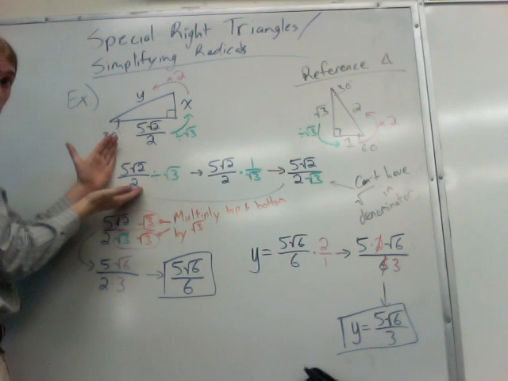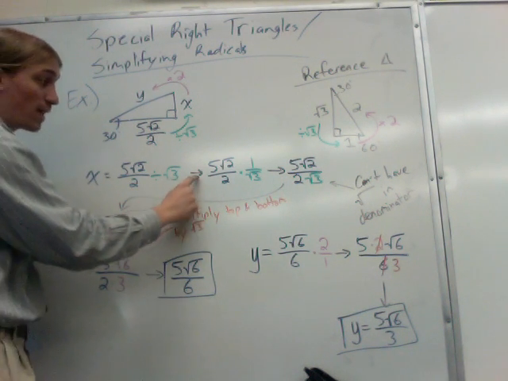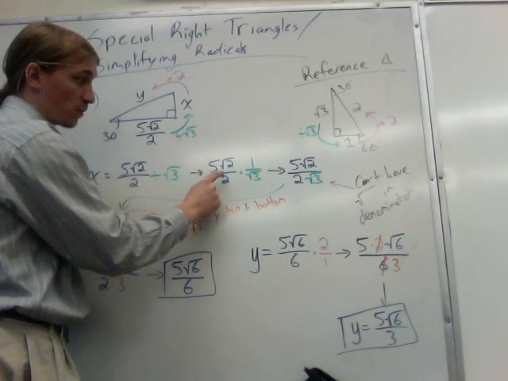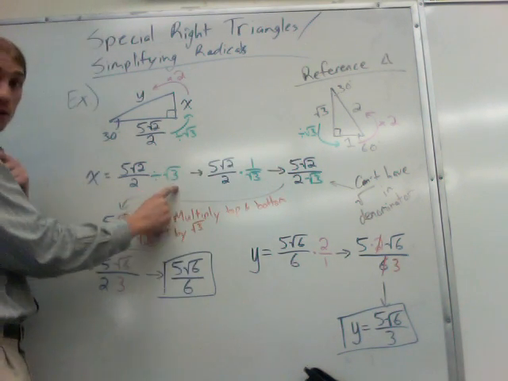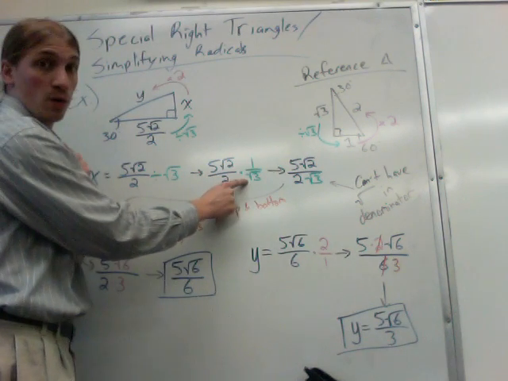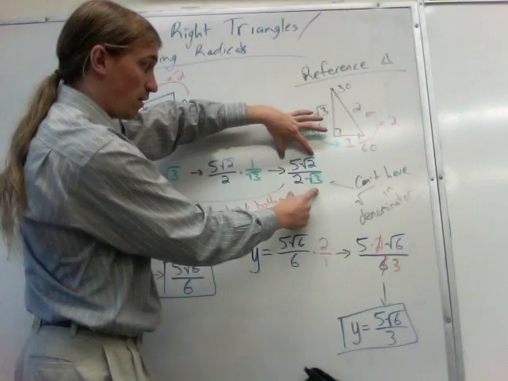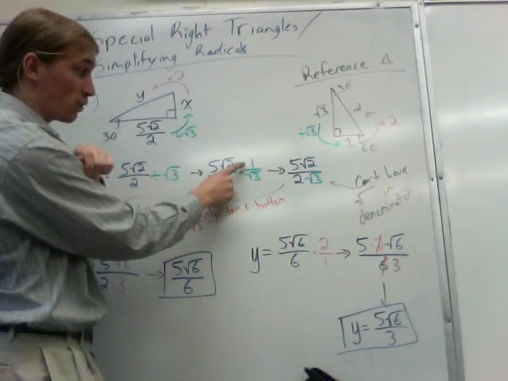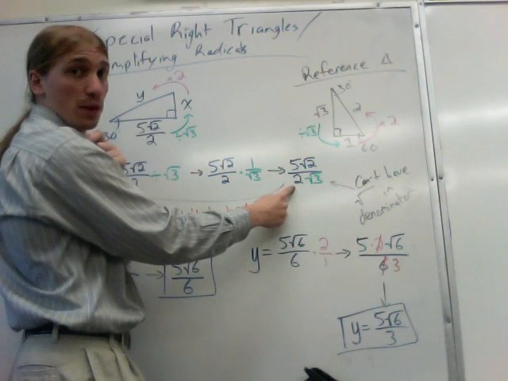I start with my 5 square root 2 over 2 over here. I divide it by square root 3. What that looks like is 5 square root 2 over 2 times 1 over square root 3. Dividing by square root 3 is the same thing as multiplying by 1 over square root 3. Now as far as simplifying this, the numerator doesn't change at all because it was just multiplied by 1. And then the denominator just becomes 2 square root 3.